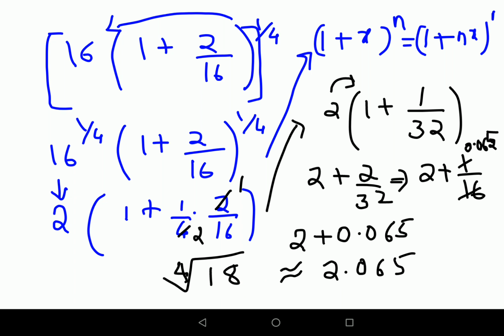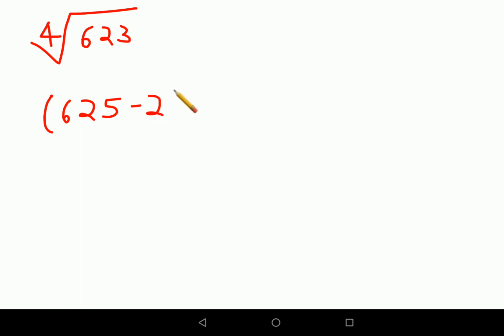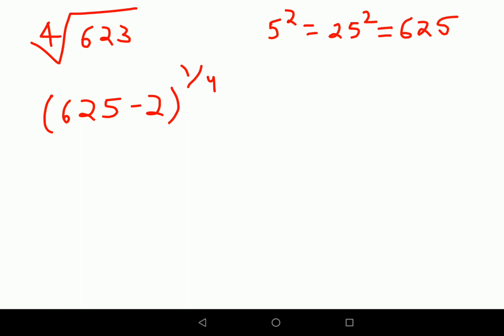Okay, so now using the same logic, let's try and find out the fourth root of 623. Okay, so I can write this as nothing but 625 minus 2 the whole raised to 1 upon 4, right? Why did I do 625? Because, see, 5 square is 25, and 25 square is nothing but 625. So eventually I can write this as 5 raised to 4, correct?